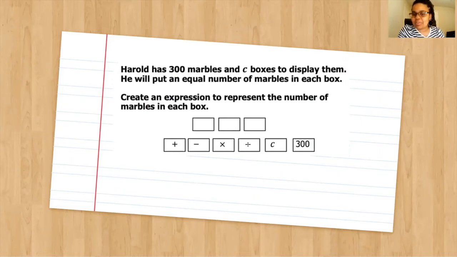All right, well, we know that Harold has 300 marbles, and he's going to display those marbles equally among the boxes that he has. We don't know how many boxes he has, but we know that we need to take 300 and divide that by the number of boxes that he has. Since we don't know the number, we're going to display that with a variable, which in this case is c. So the expression would be 300 divided by c.